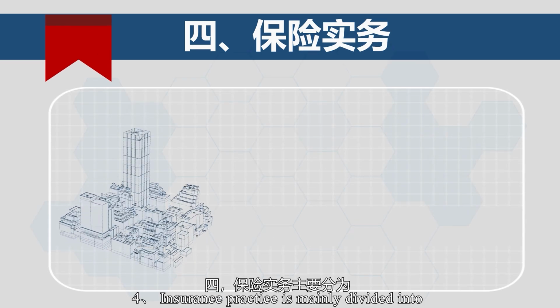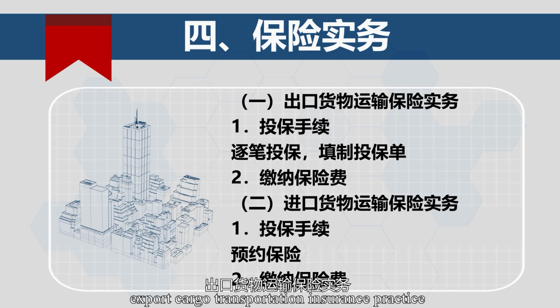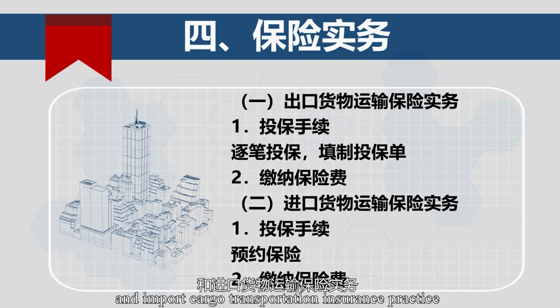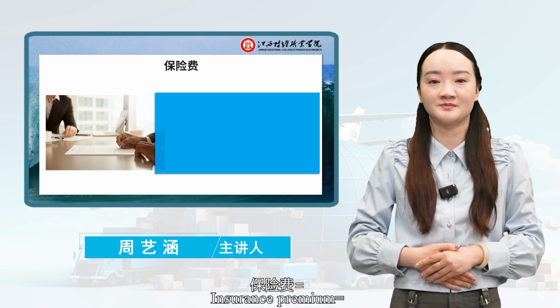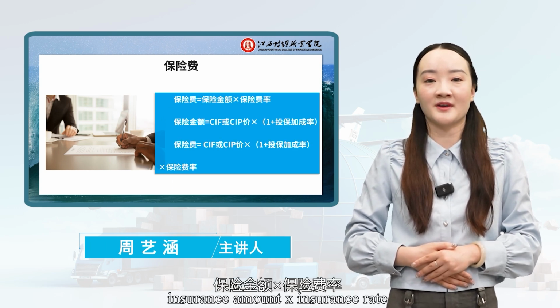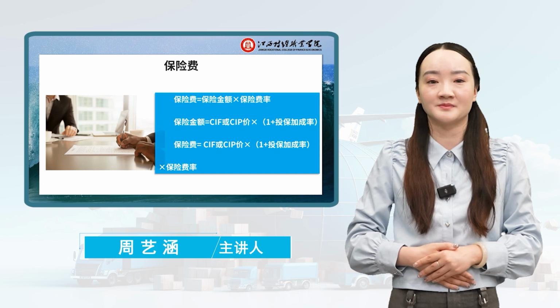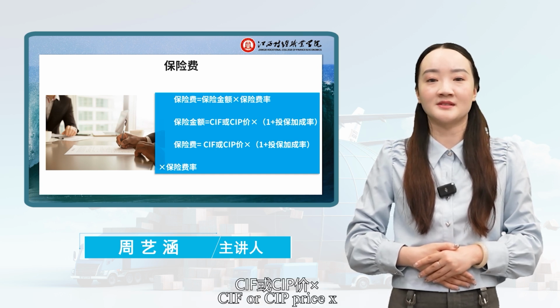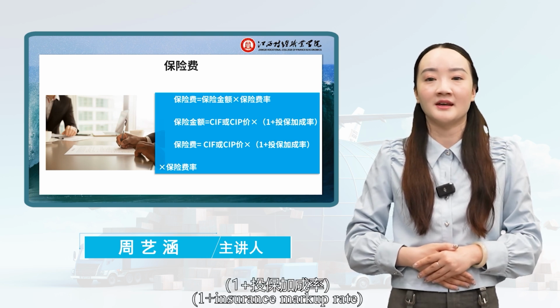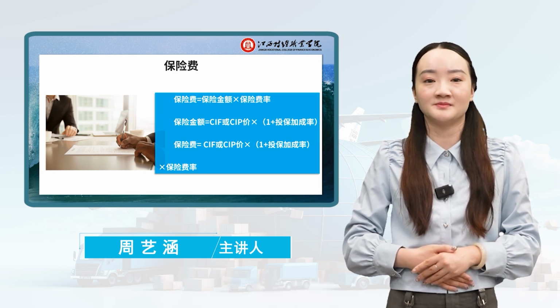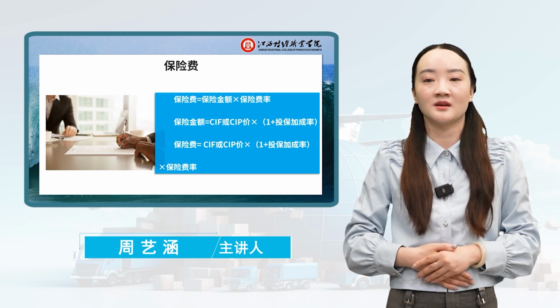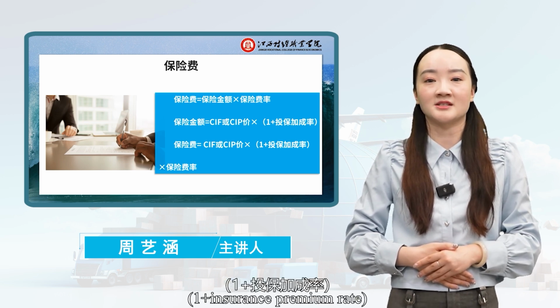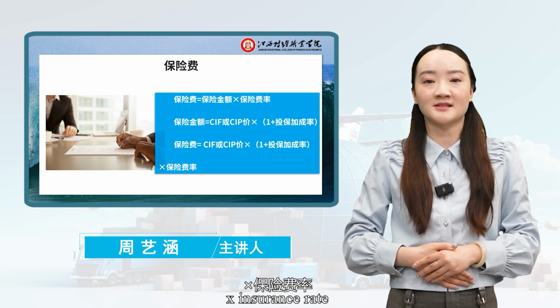Fourth, insurance practice is mainly divided into export cargo transportation insurance practice and import cargo transportation insurance practice. Let's focus on the relevant content of insurance premiums. Insurance premium equals insurance amount multiply insurance rate. Insurance amount equals CIF or CIP price multiply 1 plus insurance markup rate. Insurance premium equals CIF or CIP price multiply 1 plus insurance markup rate multiply insurance rate.